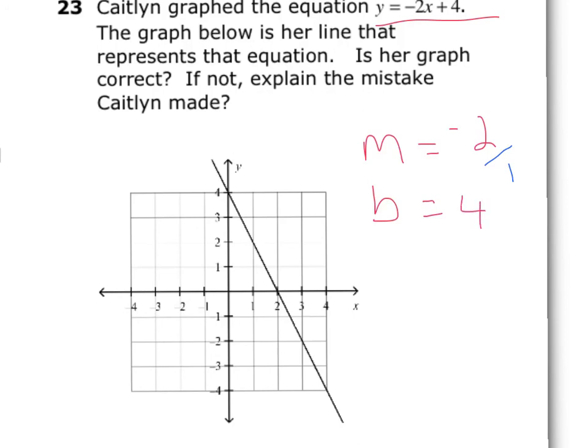So that means we need to start at positive 4 for the y-intercept, and we need to go down 2 and over 1. So we'll check that. Down 2 over 1. That's a good point. Down 2 more over 1. Down 2 over 1. And the pattern obviously continues. Okay. So is her graph correct? Yes.